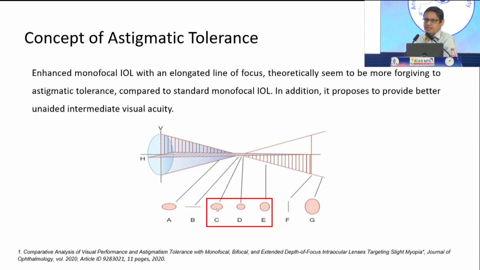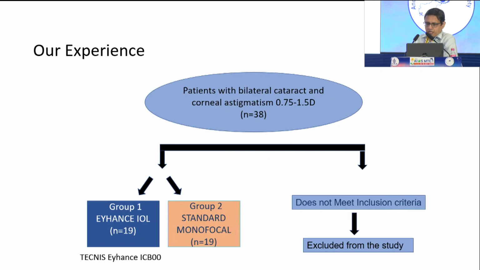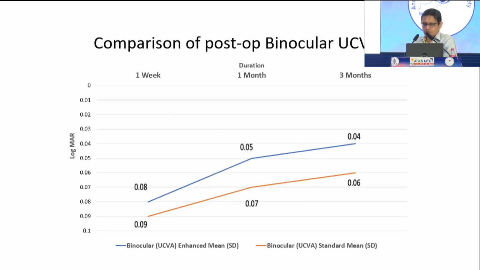And this was the hypothesis that we wanted to test, whether this can also accommodate the slight amount of refractive error induced by low degrees of astigmatism. So we studied a group of patients, 19 in each group, who had 0.75 to 1.5 diopters of astigmatism. We selected this range, which was the starting range where we start putting toric lenses. Below this, we normally avoid toric lenses. Both sets of patients underwent sequential bilateral cataract surgery, and in one group we used an enhanced monofocal lens, and in the other an equivalent standard monofocal lens.